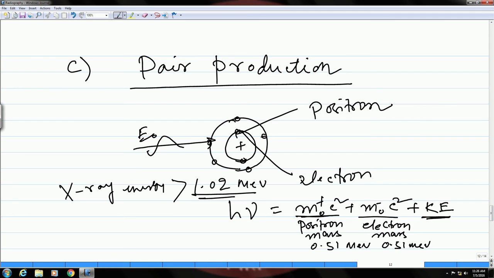Okay. These positrons are not stable, so they disintegrate into two photons of gamma rays of energy 0.5 mega electron volt each. Okay, so this is how this particular process happens.